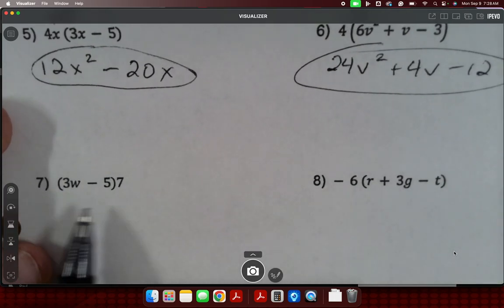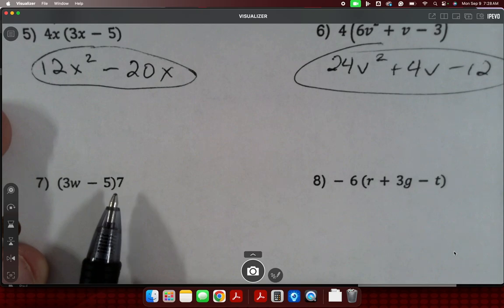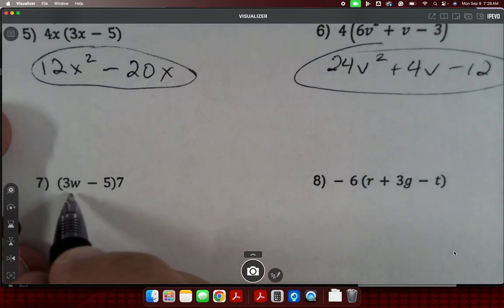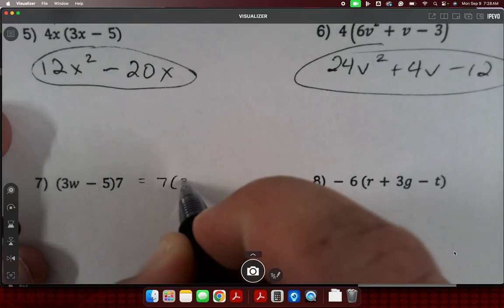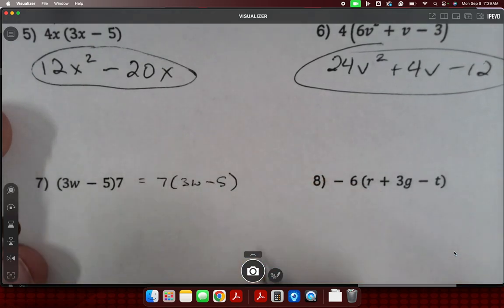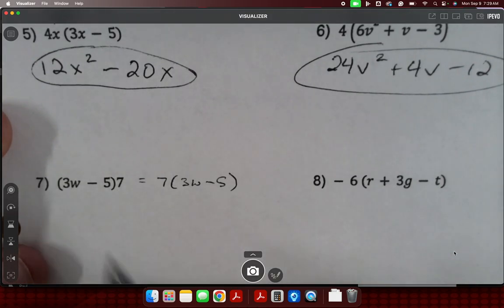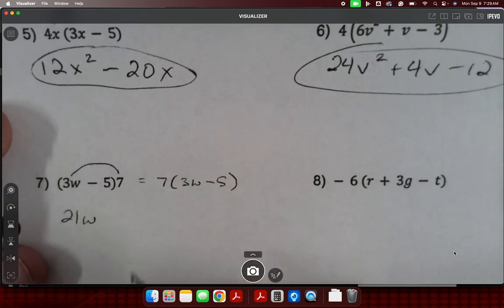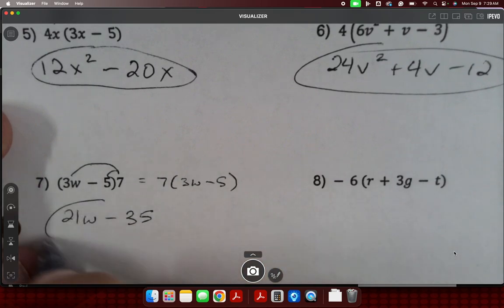Okay, this one may look different because the number on the outside is put on the right side instead of the left side. That makes no difference in how we do the problem. So they could write it 3w minus 5 times 7, or 7 times 3w minus 5. It doesn't matter if that 7's on the right side or the left side, we still do the exact same thing. 7 times 3w is 21w, minus 7 times 5 is 35.